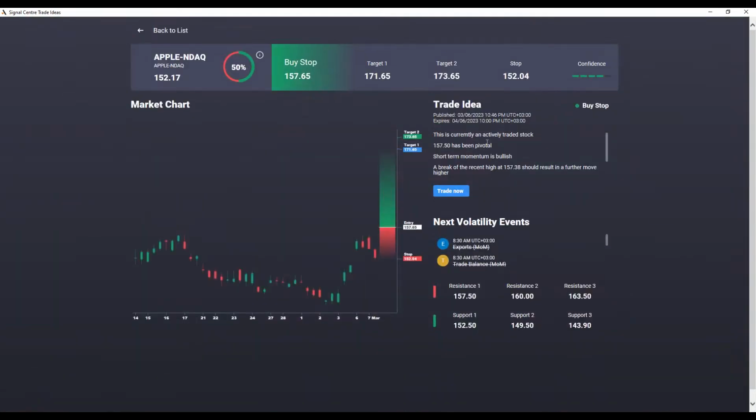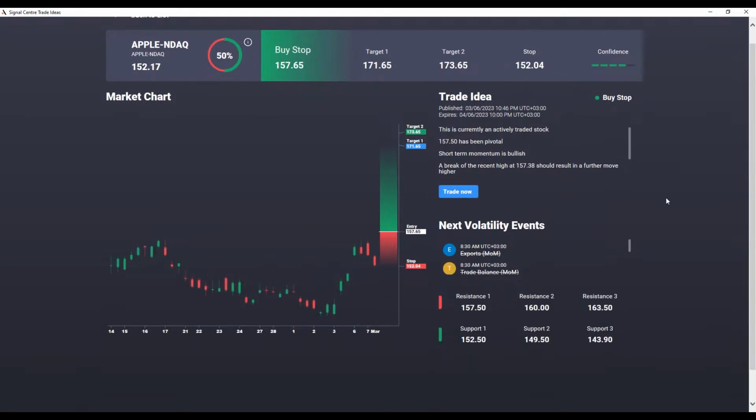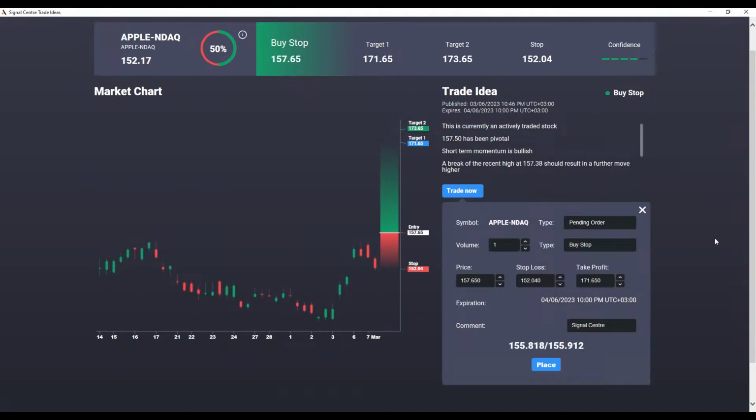Now that you have seen all the levels here, and you'd like to place a trade based on this signal, you notice this blue button right here, this trade now button. You click on it, and there will be an order ticket here. Basically, it has put in all the information that you would need in order to initiate a trade. It is a pending order, a buy stop order, with the entry price, the stop loss price, and the take profit price. It also included the expiration date and time for you.